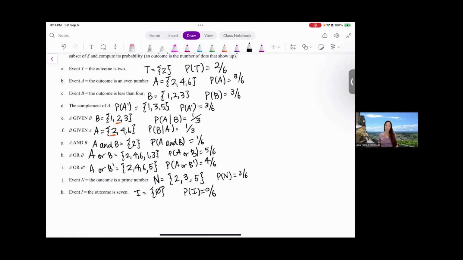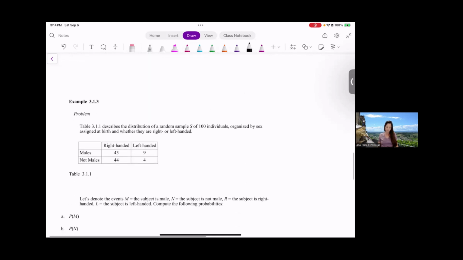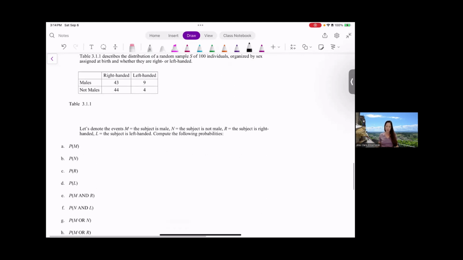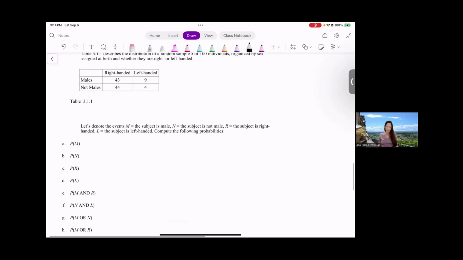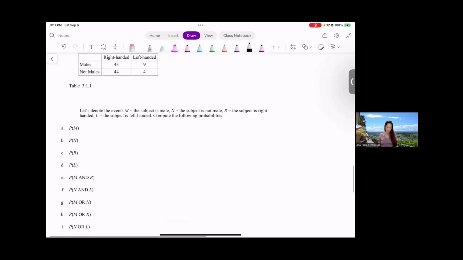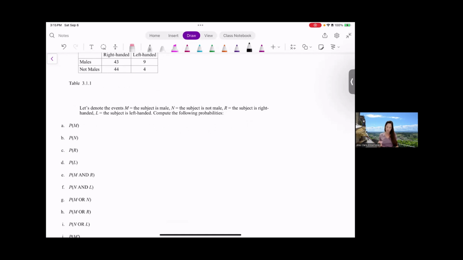Let's move on to one more example using a two-way table. This table describes the distribution of a random sample of 100 individuals organized by sex at birth and whether they're right or left-handed. So we have right-handed and left-handed. We're not including ambidextrous people here. And we have males or not males. So M is male, N is not male, R is right-handed, and L is left-handed.